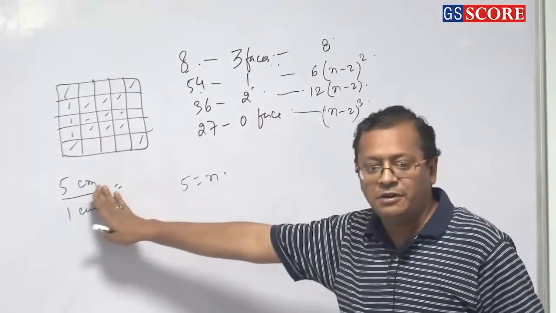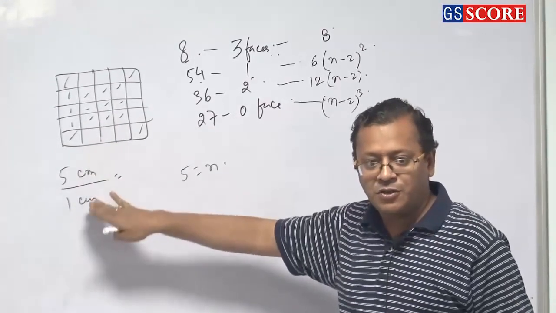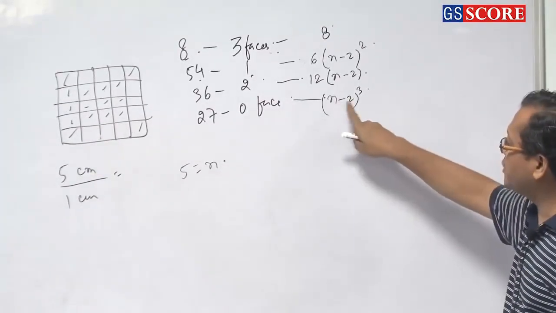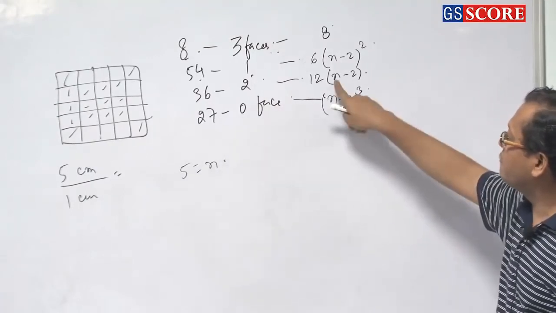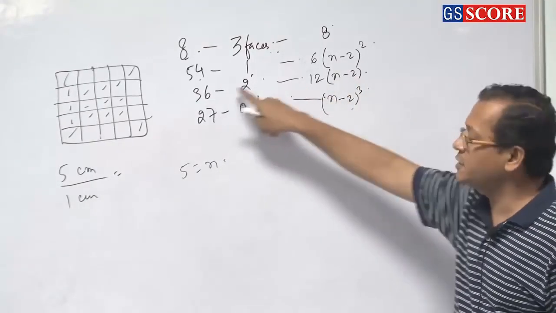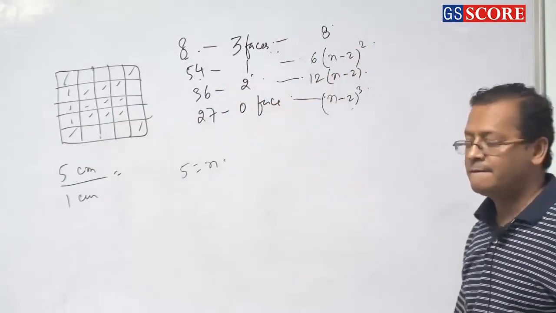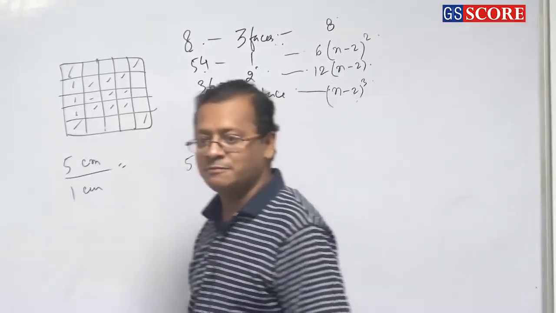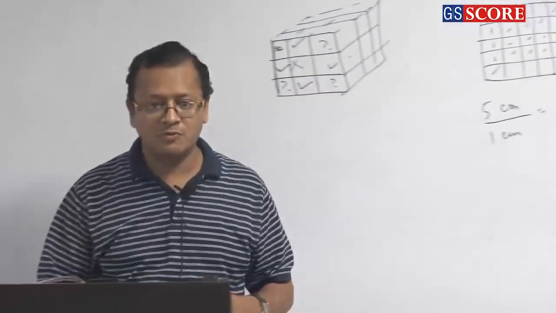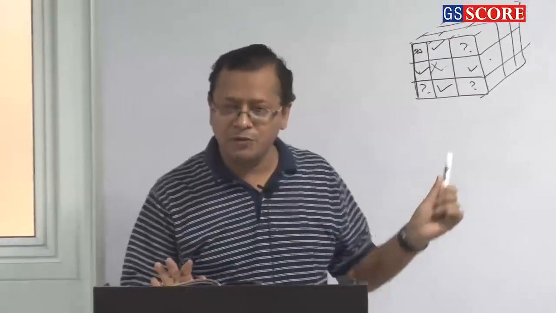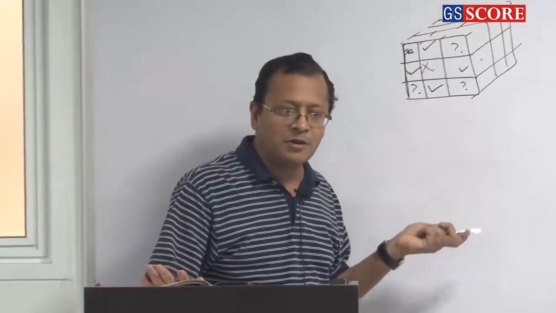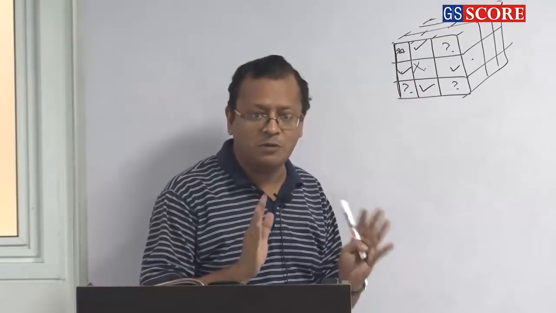N is equal to 5 here, you verify it. 5 minus 2 whole cube is 3 cube, which is 27. 5 minus 2 is 3, 12 into 3 is 36. 5 minus 2 is 3, 3 square is 9, and 6 nines are 54. It will always be there. So the one step formula you can remember, but you do it by this method as well. Why? Because situations might change. You should be clear about the formula.